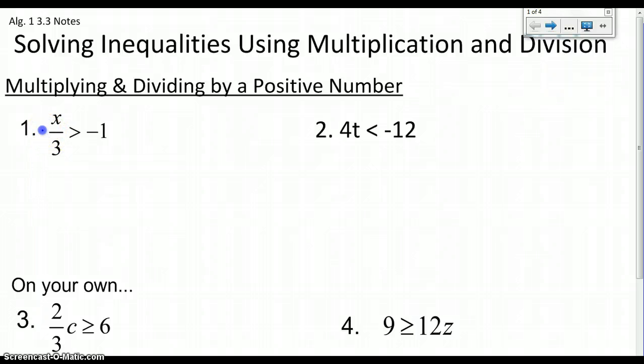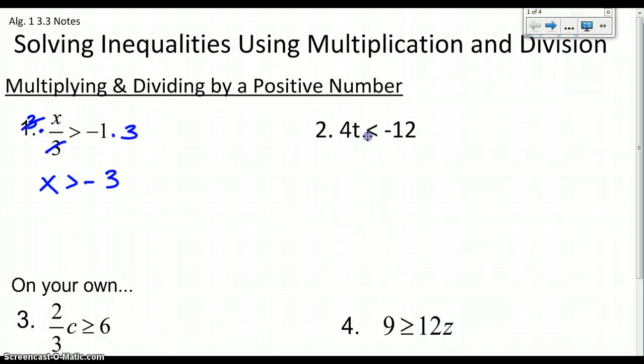so we need to times both sides by 3, because this 3 and this 3 will cancel out. So then we get x is greater than negative 1 times 3, which is negative 3. And that's your answer. That's all you've got to do.